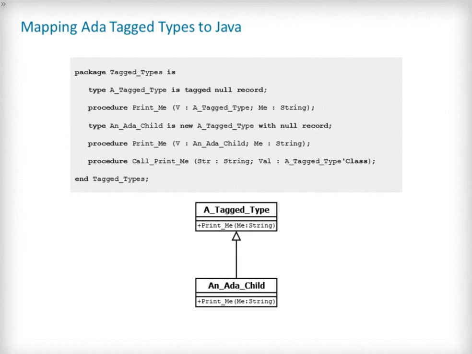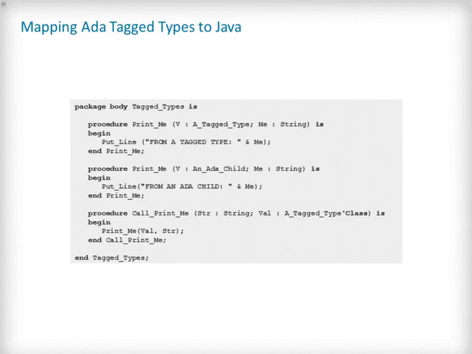Here is a UML diagram to show the type hierarchy using the class notation, including the operation names. Here are the implementations of each of the subprograms. Each implementation of printme outputs a string specific to its associated type. Note that the call in the Ada callPrintMe is dispatching, so at runtime the correct implementation of printme will be called based upon the tag of the val parameter.